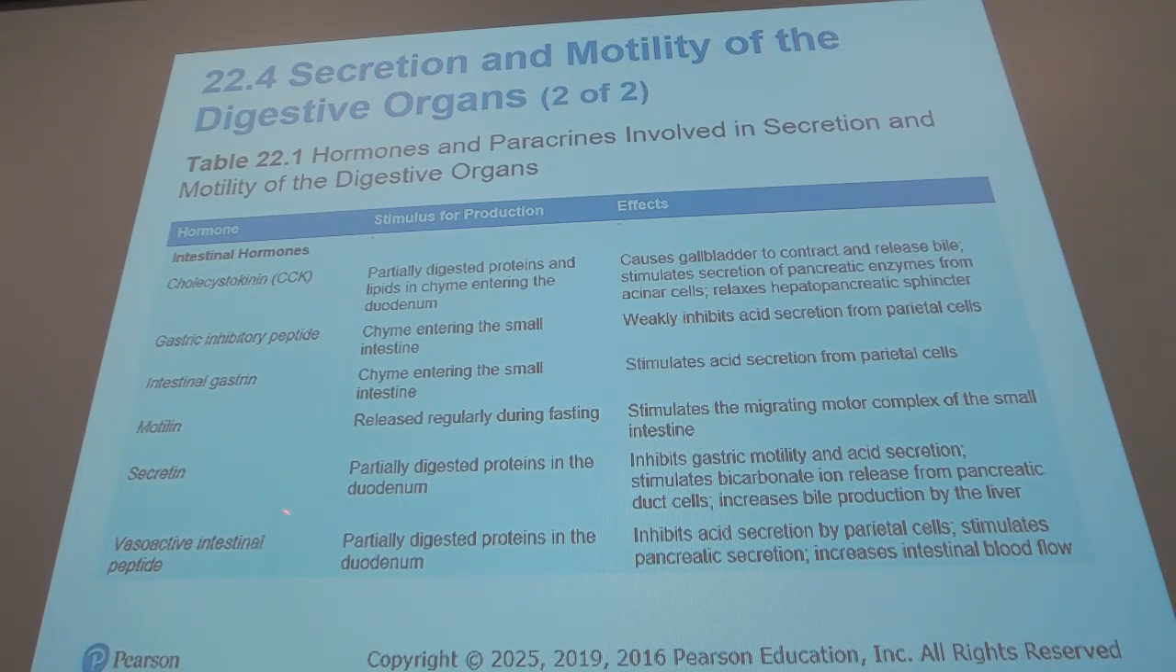Now, VIP, or vasoactive intestinal peptide, is released by the cells of the intestines when you have partially digested proteins coming into your duodenum. It inhibits the secretion of acid by your parietal cells, stimulates the pancreatic secretion of proteases to digest these proteins, and increases intestinal blood flow. That's why it's called vasoactive, because your blood flow increases.